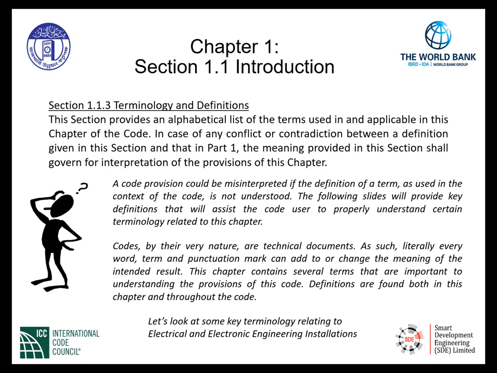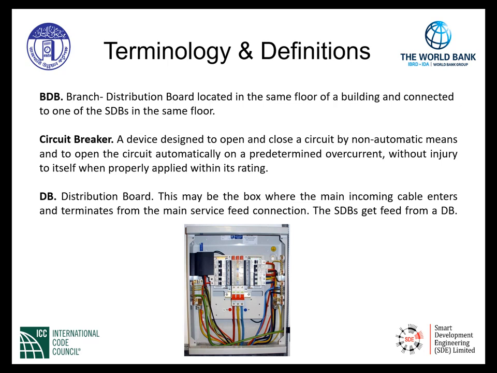This chapter contains several terms that are important to understanding the provisions of this code. Definitions are found both in this chapter and throughout the code. Let's take a look at some key terminology relating to electrical and electronic engineering installations. The term BDB is defined as Branch Distribution Board. The branch distribution board located in the same floor of a building and connected to one of the SDBs in the same floor.